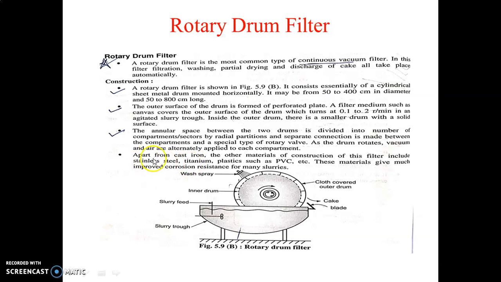This rotary drum filter is made from stainless steel, plastic, PVC material, or it may be made from corrosion resistant material, that means maybe stainless steel. So this is the construction of the rotary drum filter.